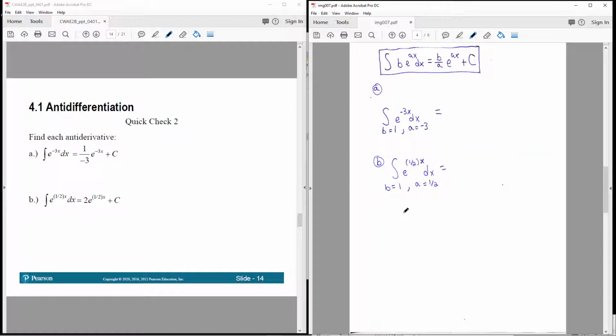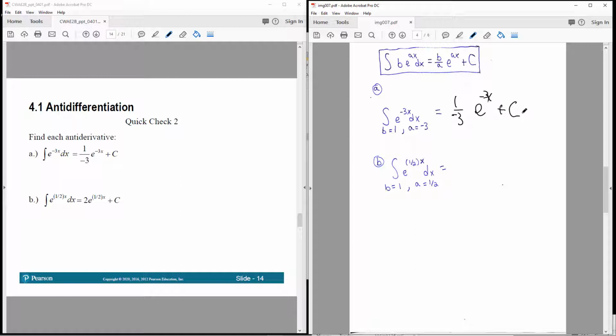Here's some more. So I recognize the pattern, so I know what rule I'm going to use. So I let my b be equal to 1 and my a is equal to negative 3. So I'm going to have 1 over negative 3 e to the ax. In this case, a is negative 3x, plus c.